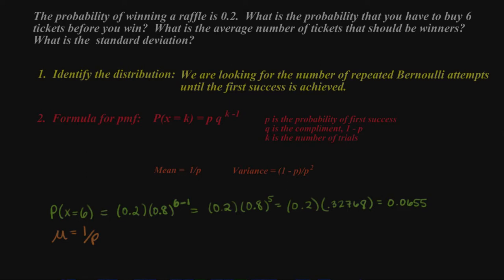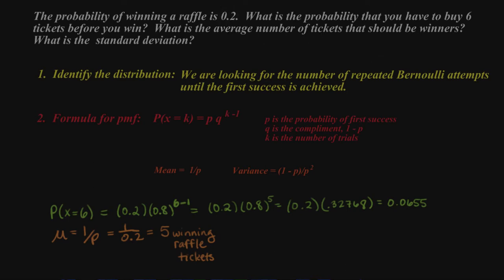Now, if I'm looking for the mean, I need to do 1 over that 0.2 that I initially had, probability. And when I simplify that, I get that I should have an average of 5 winning raffle tickets in this raffle based on this probability.